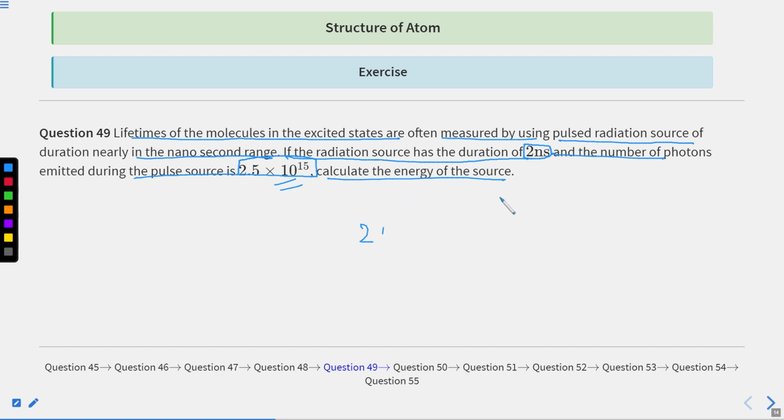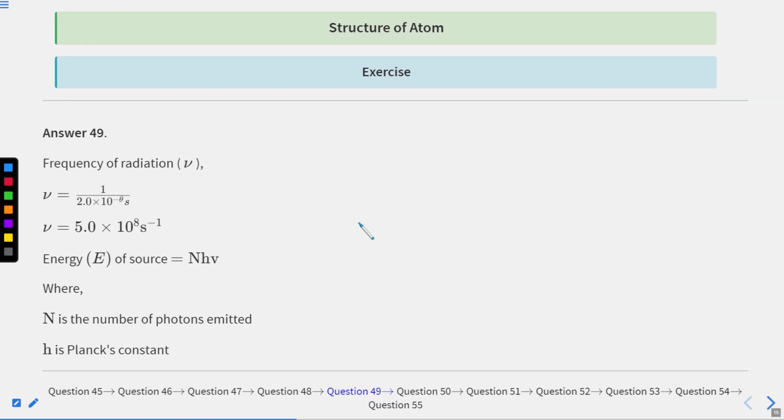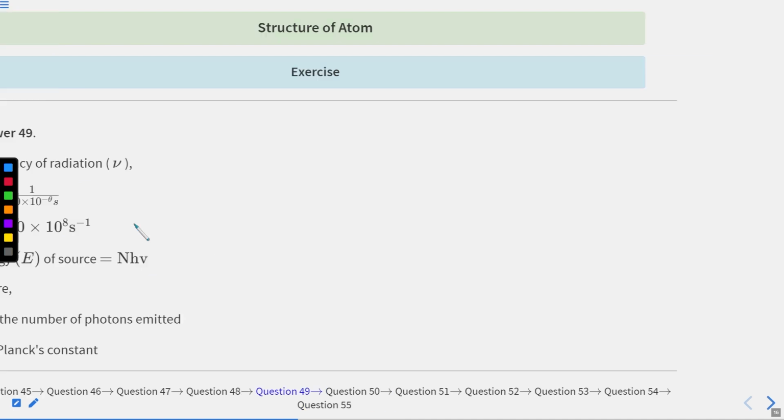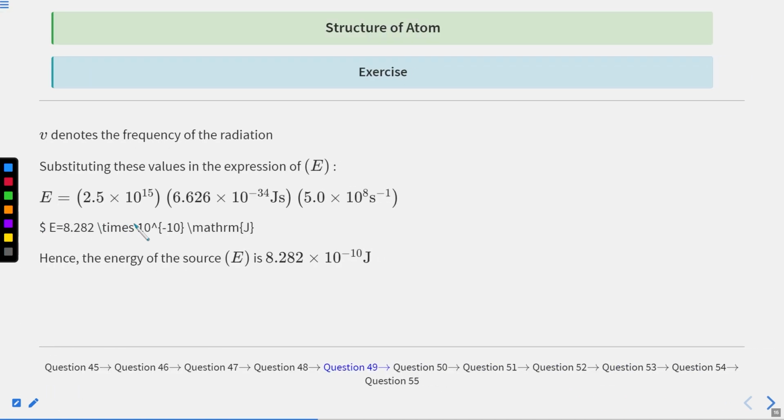So for that, we must be aware of the lambda or nu. Let us see how it is solved. The frequency of radiation would be 2 into 10 to the power this much. Okay. Now energy is equal to nh nu. Now we have calculated nu there, and we know h.